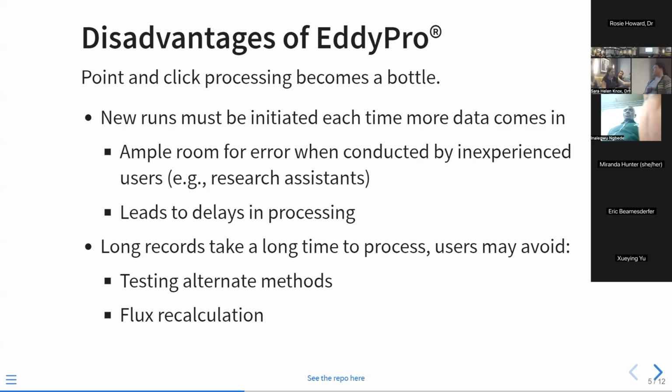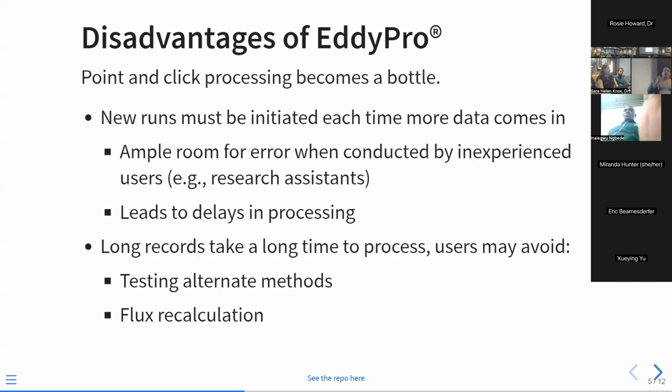Because of the point and click procedures, there's ample room for error, particularly when it's, say, conducted by more inexperienced users. A lot of times the PI might push the workload of processing their high frequency data off onto, say, a research assistant. Very easy to totally unintentionally click the wrong button, right? So this point and click processing bottleneck leads to delays in processing of high frequency data.